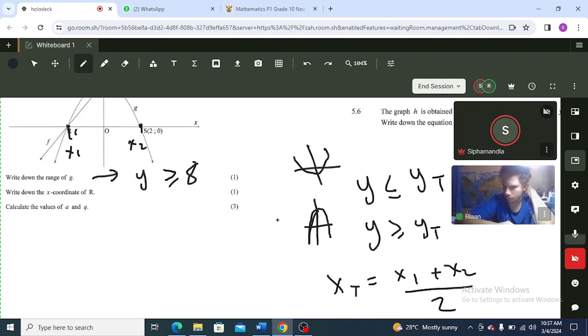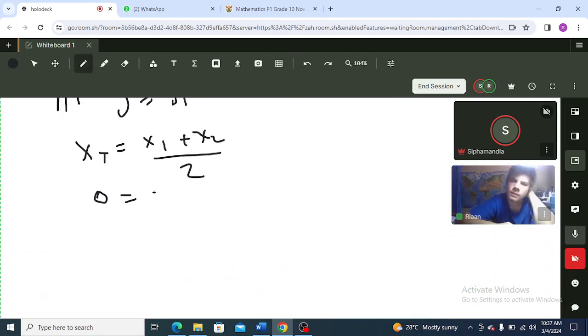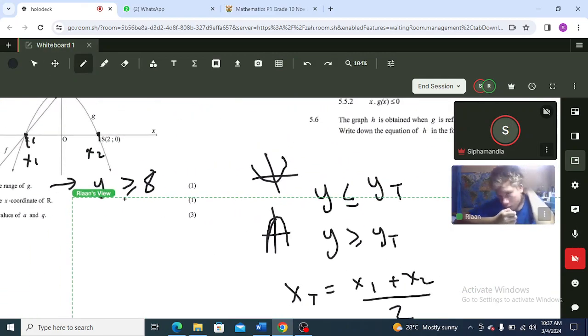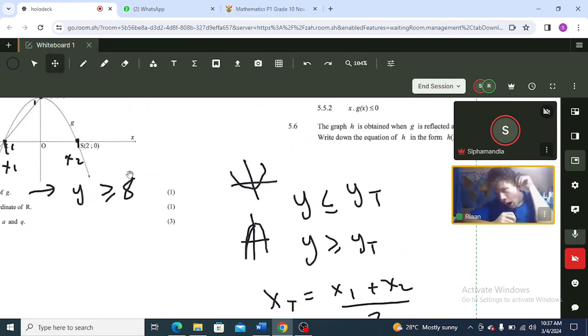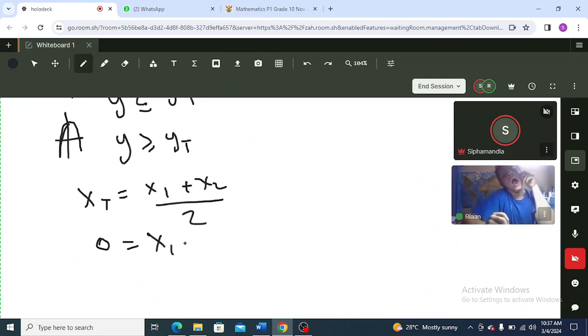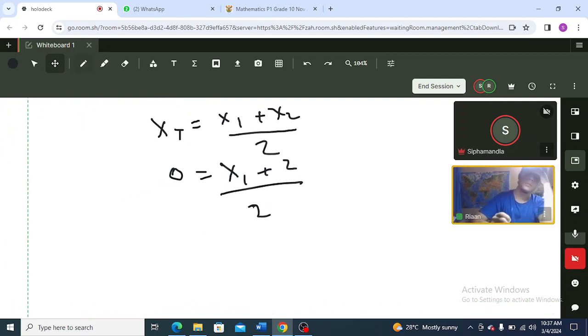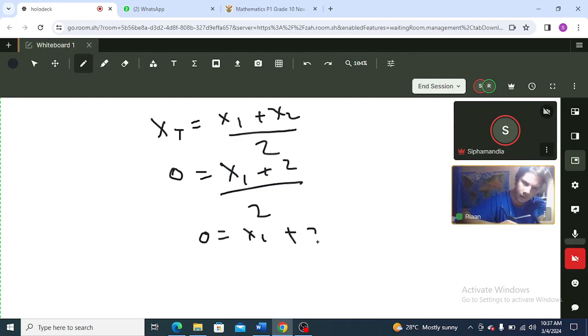So my x1, I don't have it. That's what I want, while my x2 is 2, divided by 2. Now I can calculate for x. If I cross multiply here, 0 times 2 is 0, so I will have 0 equal to x1 plus 2. Then I'll take 2 to the side, so my x1 would be equal to minus 2.